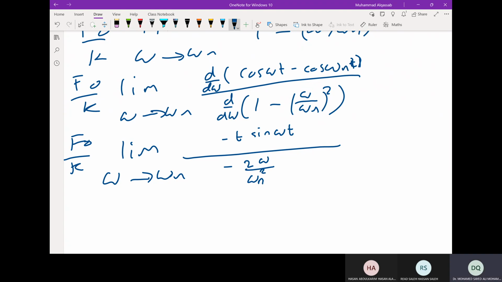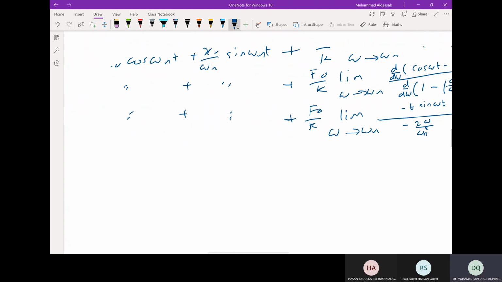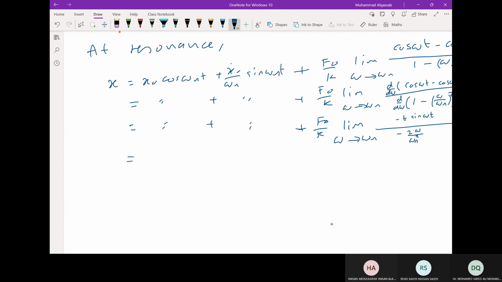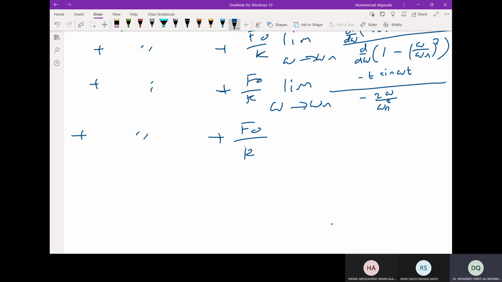Okay, and now we'll substitute for omega equal to omega n. So this becomes those two terms as they are, plus f naught over k, and here we have minus and minus becomes plus, right? So this will become t sine omega n t divided by minus 2 omega n, divided by omega n squared.